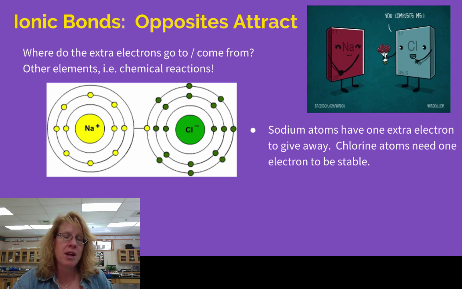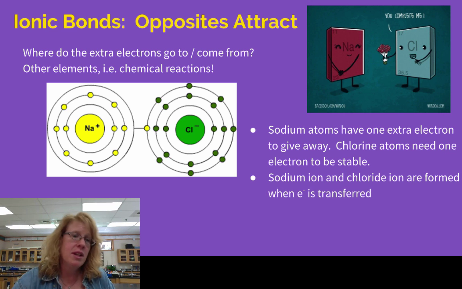So here's a picture that represents what happens in salt, sodium chloride. Sodium atoms start off with 1 extra electron that they want to get rid of. Chlorine atoms have 1 less than they need. They've got 7 in their outer energy level, and they really want 8. They need to gain 1 to become stable. So they transfer 1 electron to the other. Sodium gives it away, chlorine takes it. Sodium becomes a sodium ion, and chlorine becomes a chloride ion, and then that becomes a happy partnership.